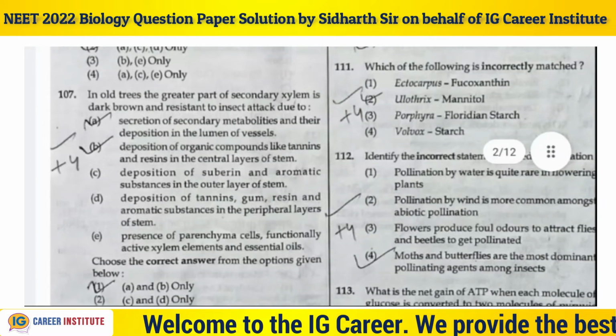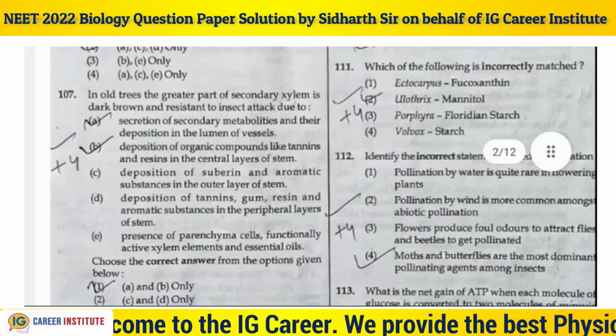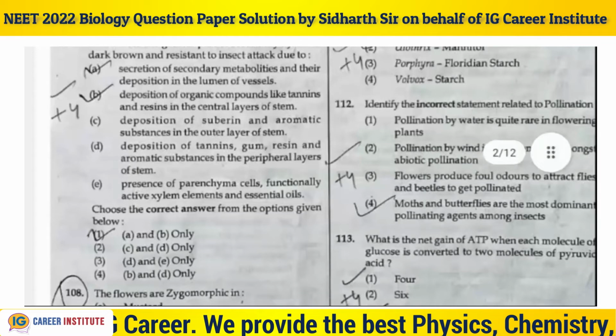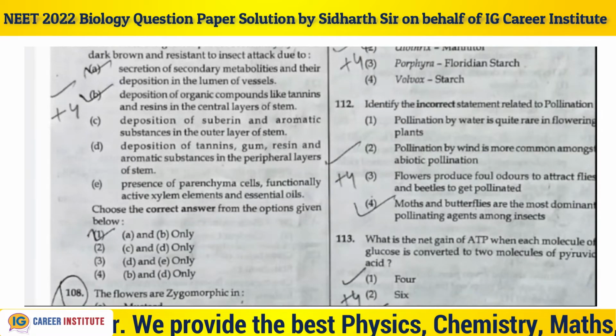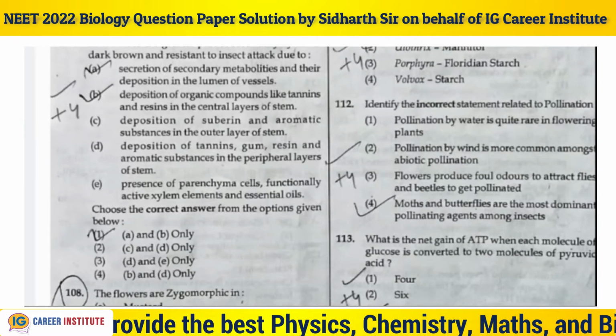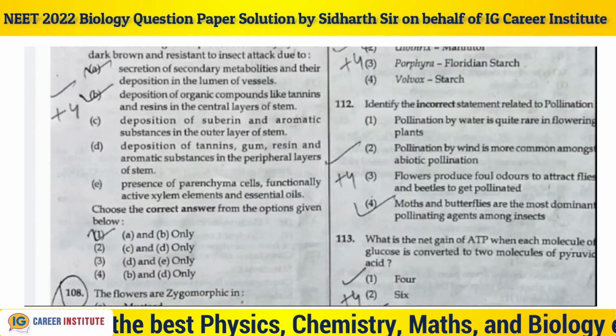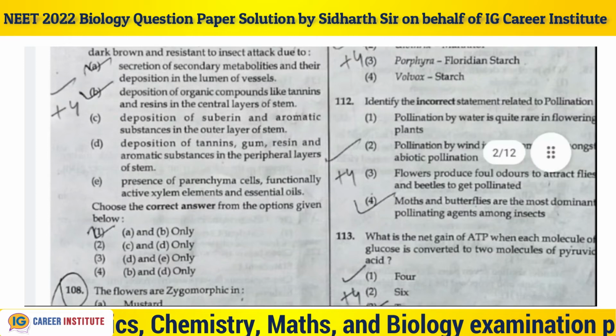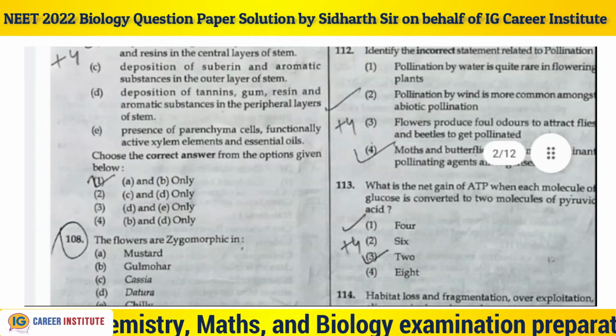Deposition of suberin and aromatic substance, no. Deposition of tannins, gums, resins, aromatic substance, no. Presence of parenchyma, functionally active xylem elements and phloem, no, absolutely not. Option A and B is the right one. That means option 1. Obviously another direct question from NCERT.